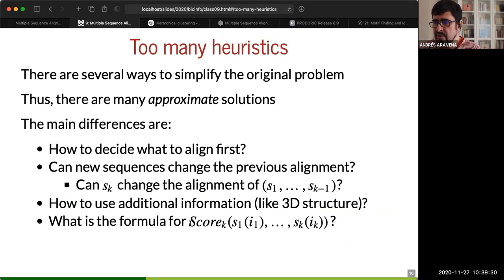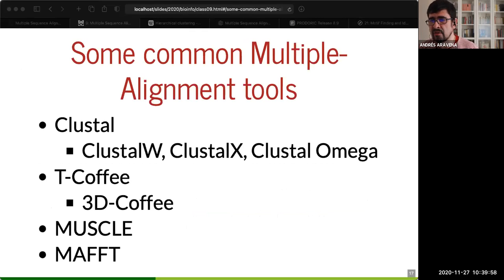And then the last question that is important here is how to find this formula. Because we have these PAM and BLOSUM matrices for 2 amino acids, but we don't have a matrix for 3 amino acids or 4 amino acids or 20 amino acids. How do we calculate this score? These are the kinds of questions that different people gave different answers to, and that is why we have different programs. And the ones that I have here are these.